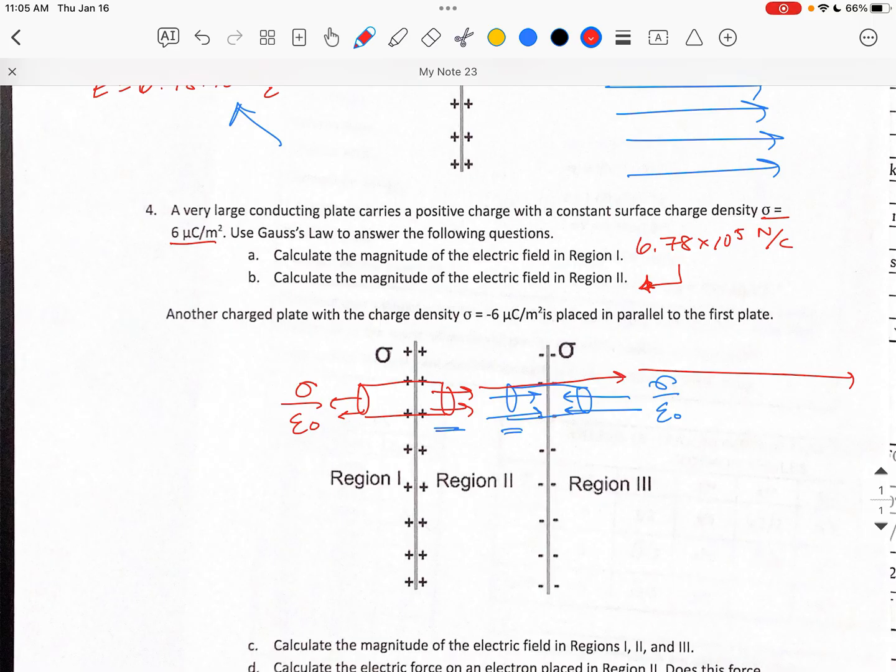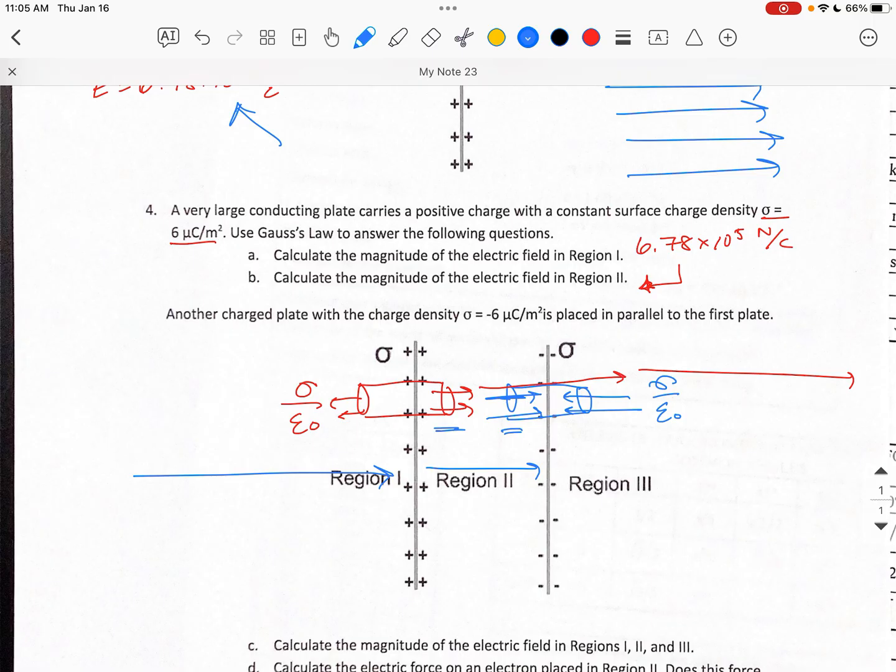And same goes for the negative plate. I'm going to have the negative fields not just start here in the center, but they're going to come in from infinity and go into the negative plate. So we are going to take those directions into consideration.